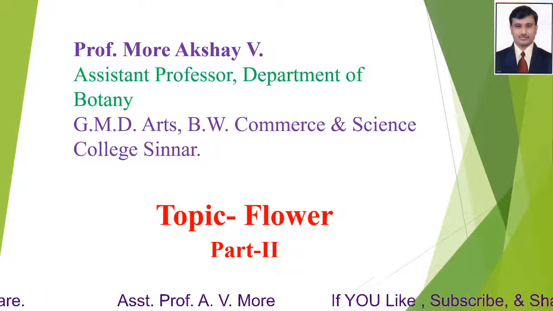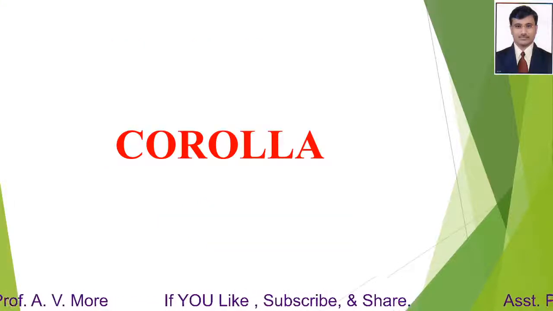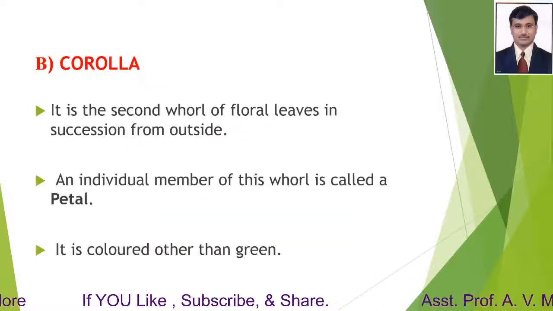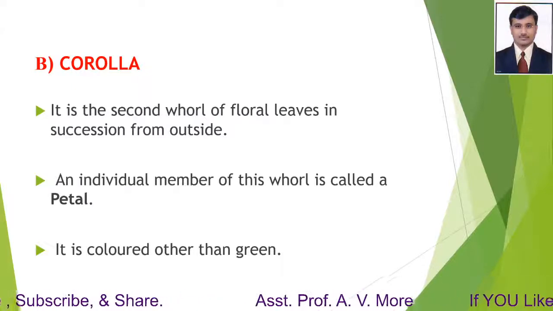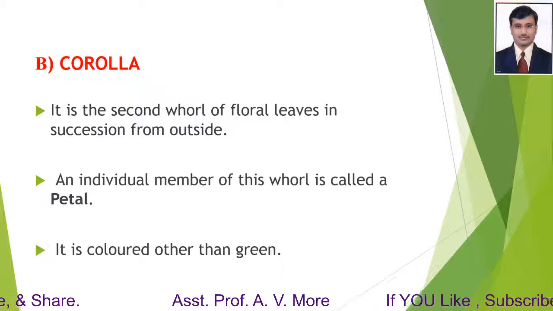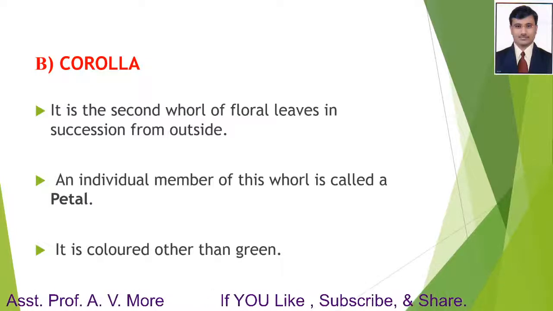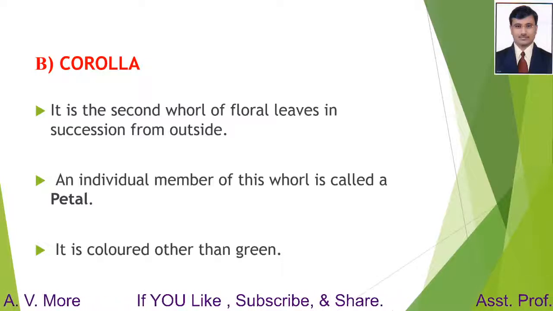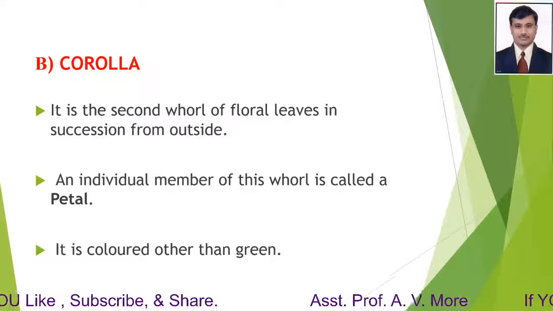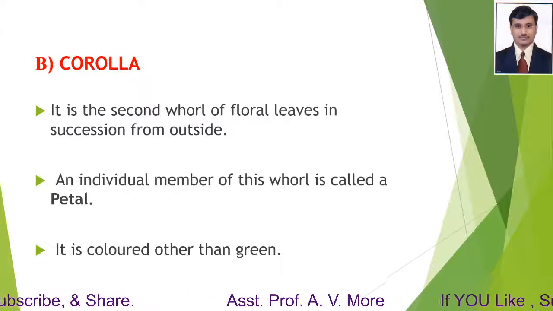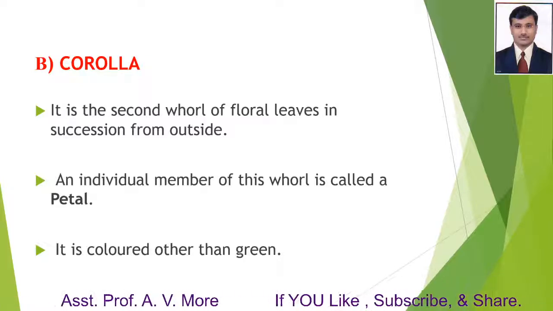In this lecture we are going to study corolla. So what is corolla? Corolla is the second whorl of floral leaves in succession from outside. An individual member of this whorl is called a petal. It is a color other than green.